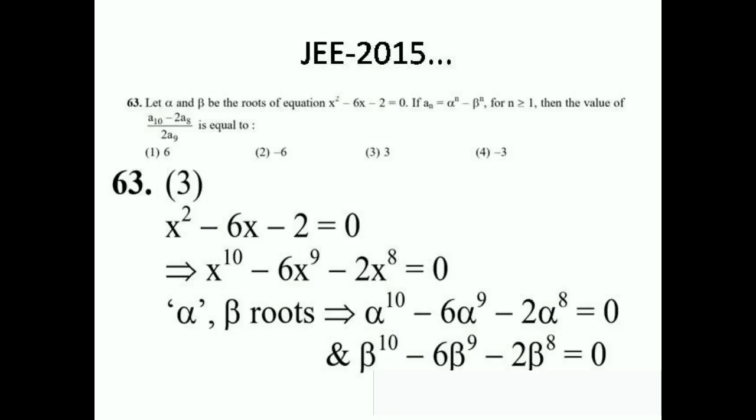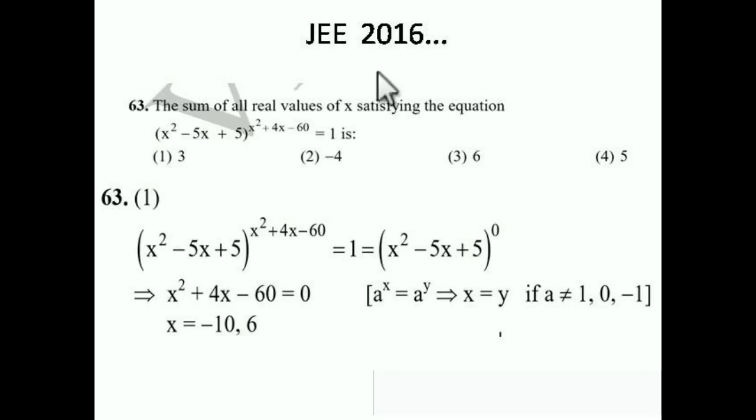Now let's see one more example. This question was asked in JEE 2016. So what they say: the sum of all real values of x satisfying the equation x square minus 5x plus 5 raised to x square plus 4x minus 60 is equal to 1 is. Okay, so I have to find out when this whole thing becomes 1. Now when does this thing become 1? When any base is raised to a power, if the power is 0, then it automatically becomes 1.